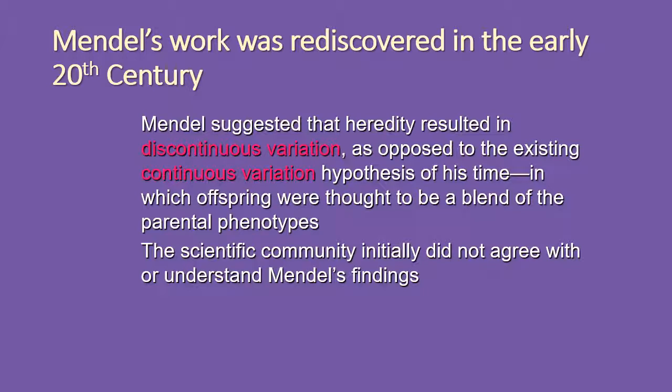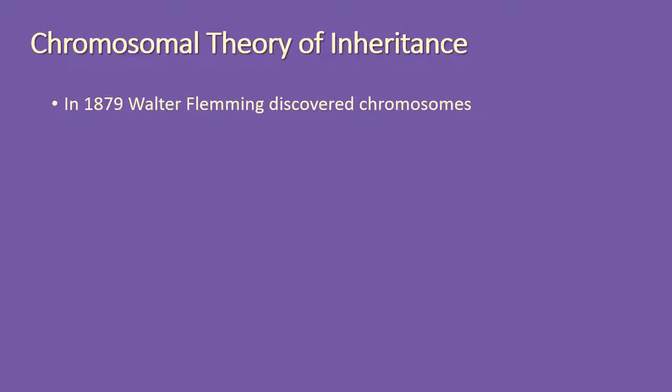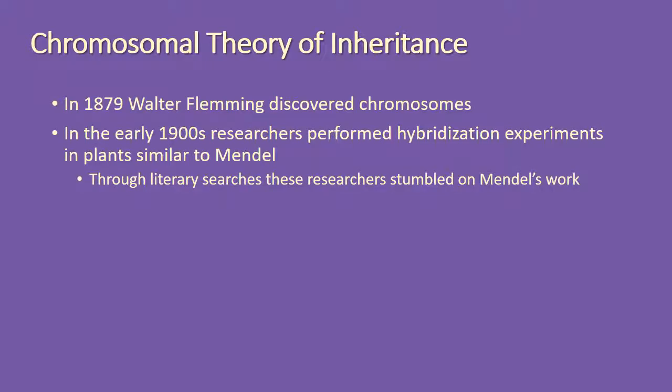And it wasn't until the early 20th century when we started looking at chromosomes and we actually identified chromosomes. Walter Fleming discovered these chromosomes, and they started doing experiments with them, and they started seeing how these chromosomes assort, you know, what happens during meiosis.